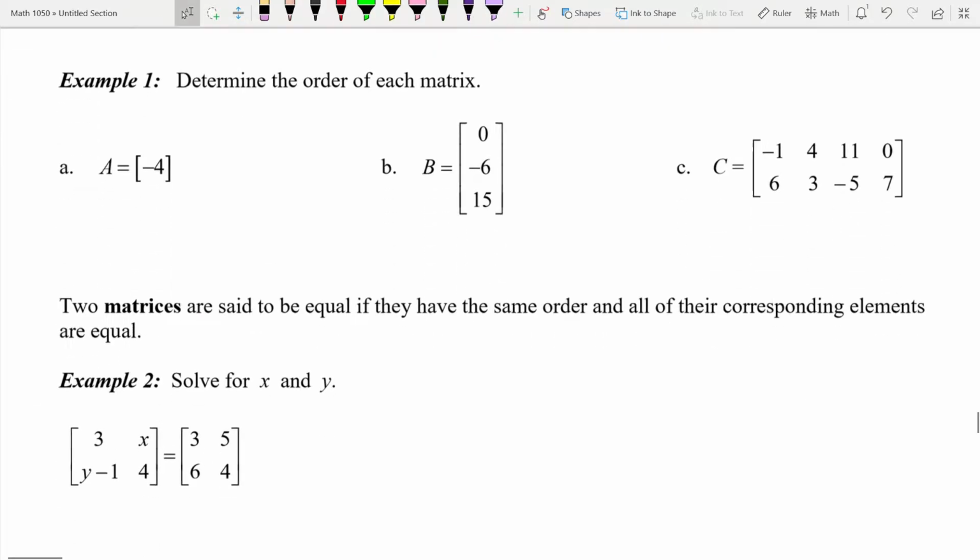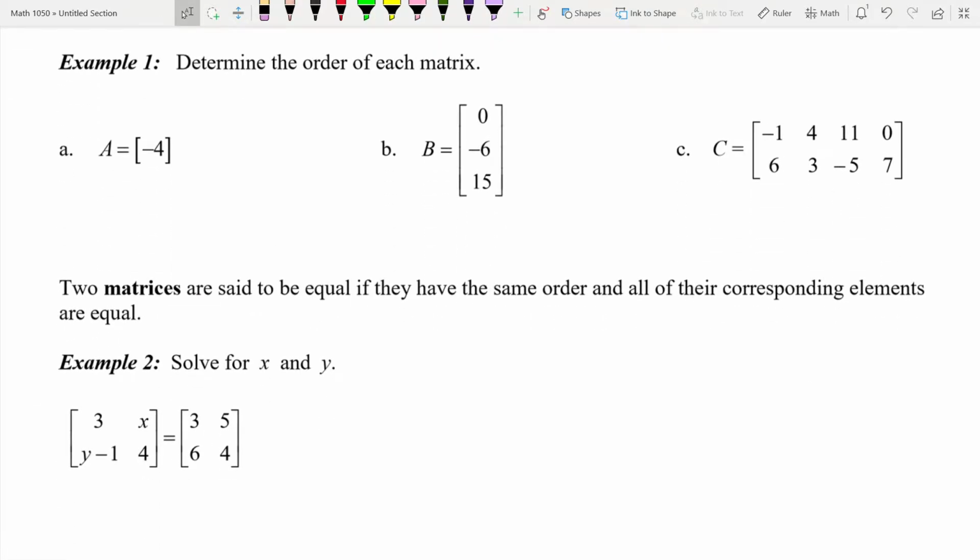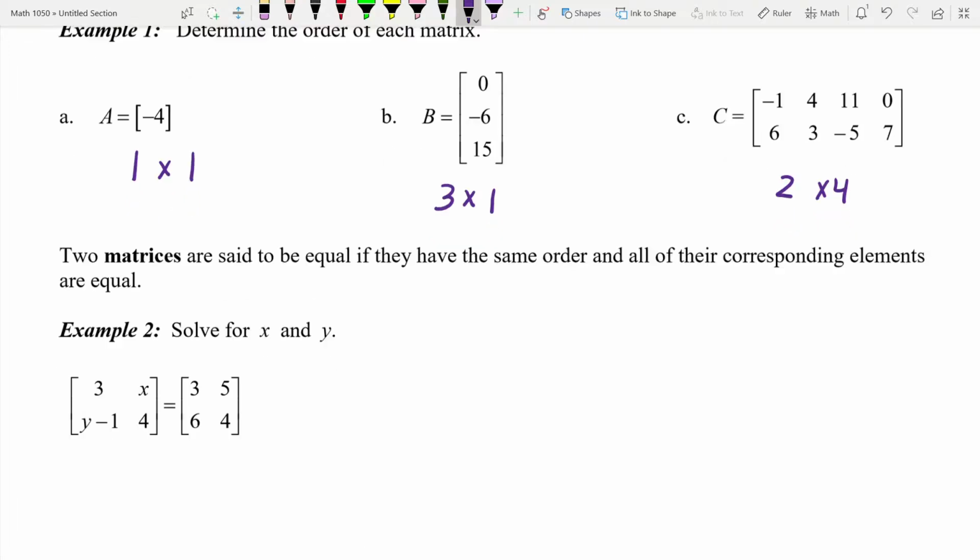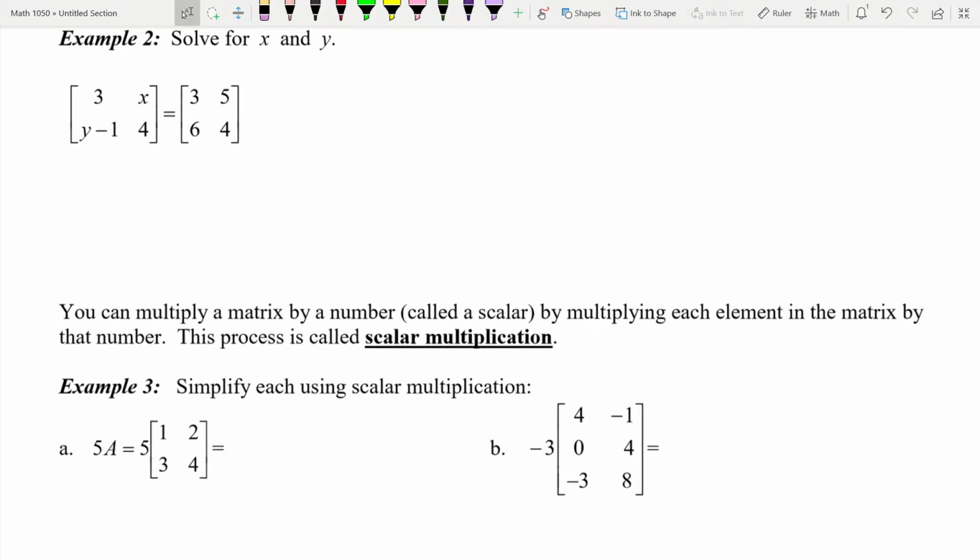Okay? So question 1 is super easy, super wonderful. Find the size, find the order. So on question A, you have 1 number going down, you have 1 number going across. Question B, you have 3 numbers going down, you have 1 number going across. Question C is a 2 by 4. Super easy.